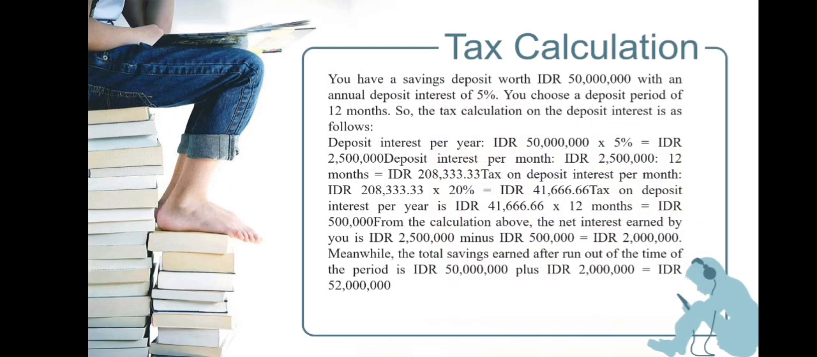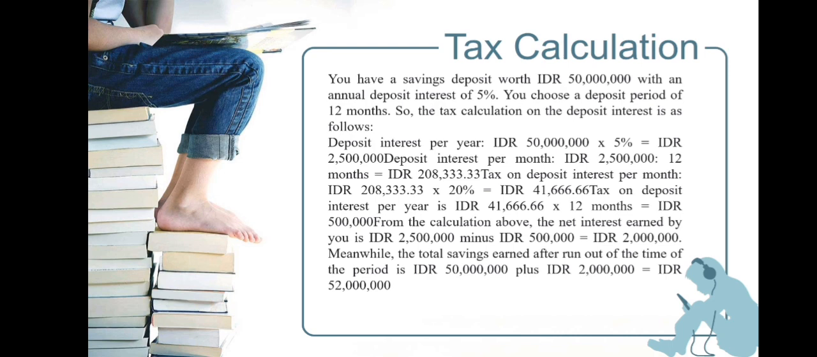Now we're going to talk about tax calculation. For example, you have a savings deposit worth 50 million rupiahs with an annual deposit interest of 5%. You choose a deposit period of 12 months. So, the tax calculation on the deposit interest is as follows.